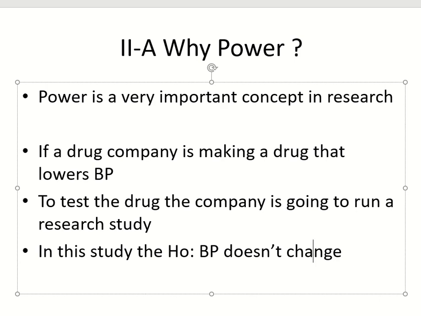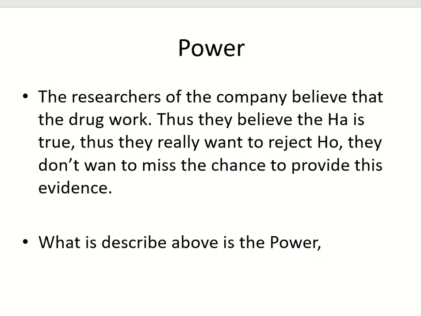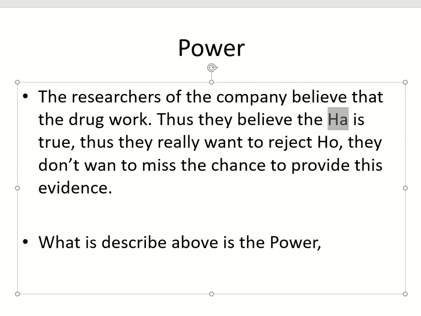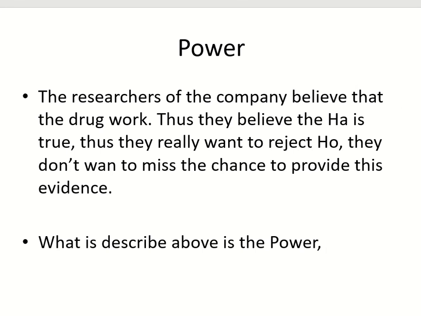When they run the study, they would probably want a power where 80% would not be enough. They might need a power of 90 or 95%. The researchers of the company believe the drug works. Thus, they believe that the alternative hypothesis is true, and they really want to reject the null hypothesis, which they believe to be false. They don't want to miss the chance to provide this evidence. So what is described is power. They want to reject a false hypothesis. Rejecting a false hypothesis is power.